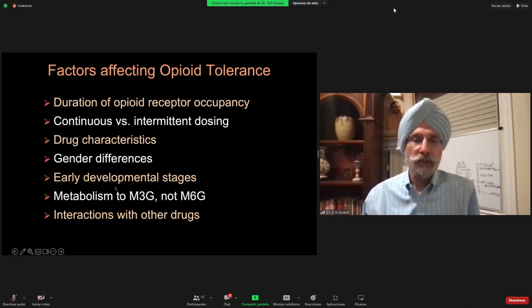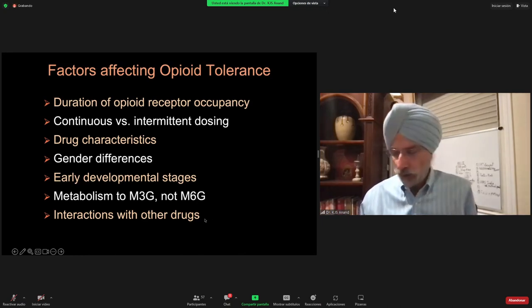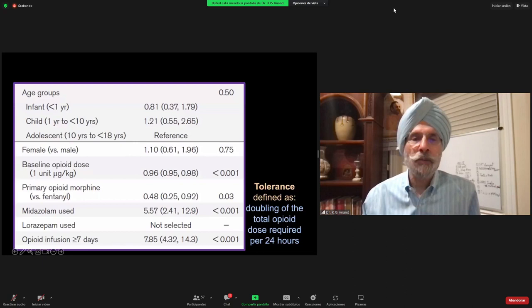Early developmental stages, we've already talked about. Neonates make more M3G, which is an opiate antagonist that contributes to tolerance. And then there are some interactions with other drugs, which I can talk about.